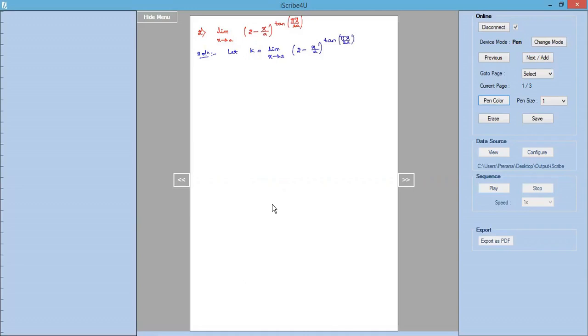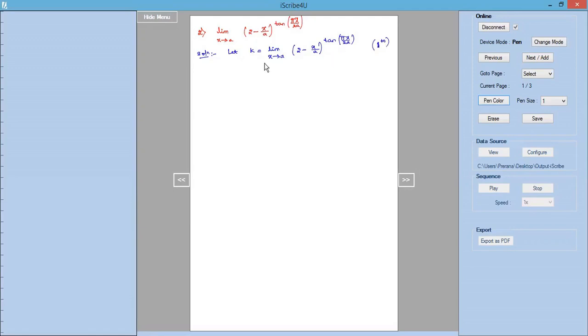So when I apply the limit as x tends to a, this is a divided by a, which is 1. 2 minus 1 is 1. So this is 1 power tan of pi divided by 2a. Pi into a divided by 2a, a gets cancelled. So we have tan 90, which is infinity. So it is of the form 1 power infinity. So the given limit I have denoted by k.